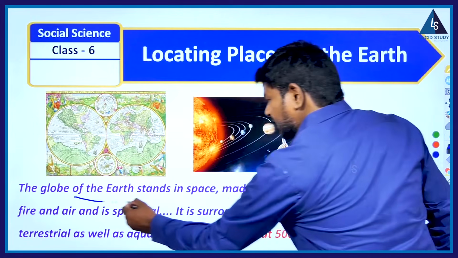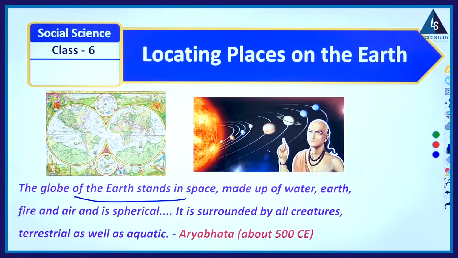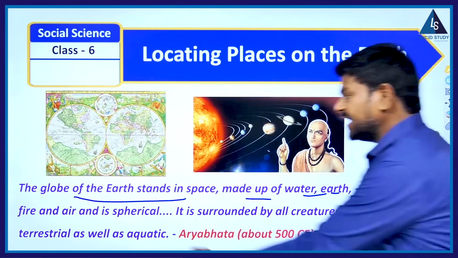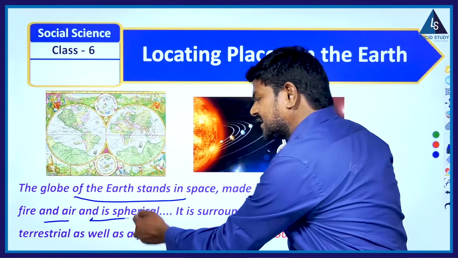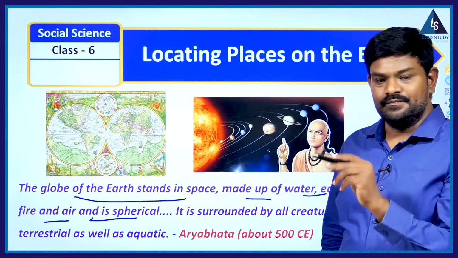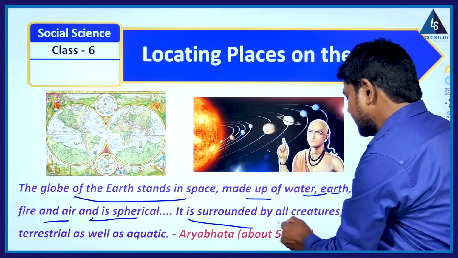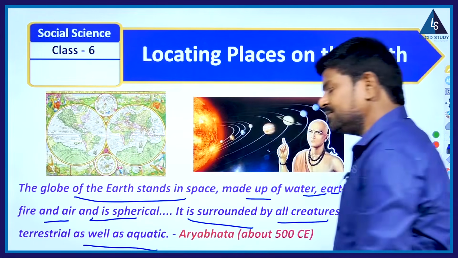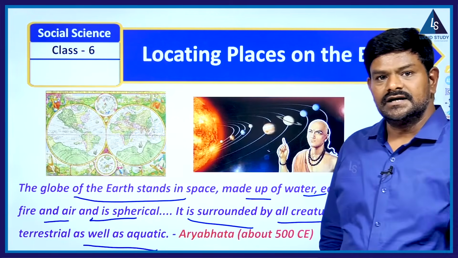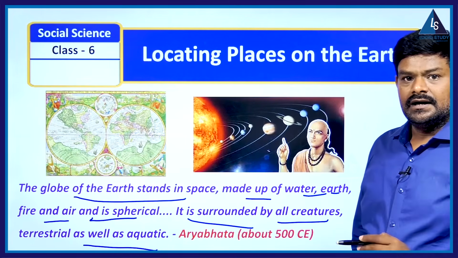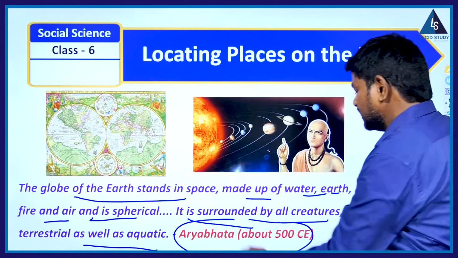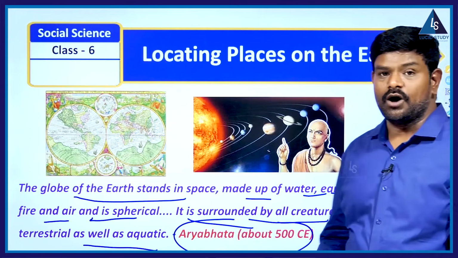The globe of the earth stands in space, made up of water, earth, fire and air, and is spherical. It is surrounded by all creatures, terrestrial as well as aquatic. This is the exact word-to-word text written and told by Aryabhatta about 500 CE, that is Common Era.